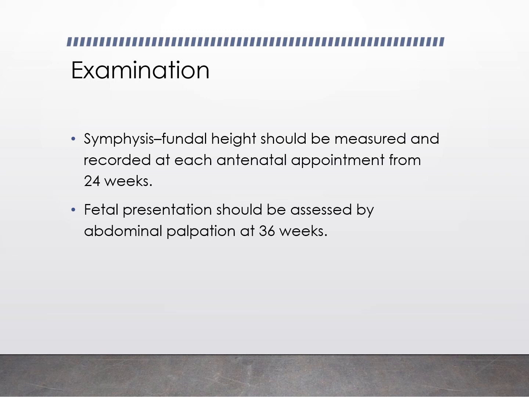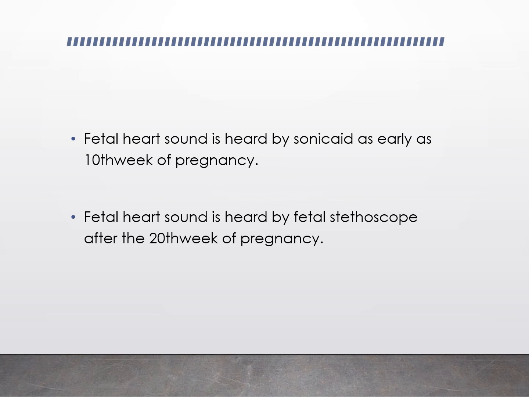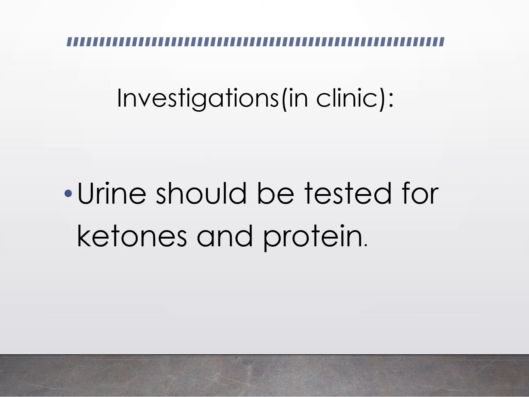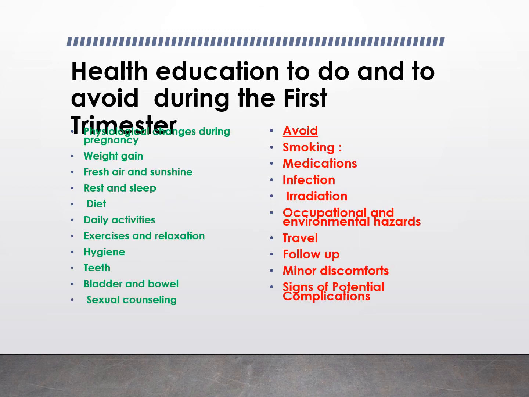Symphysis to fundal height should be measured and recorded at each antenatal appointment from 24 weeks. Fetal presentation should be assessed by abdominal palpation at 36 weeks. Fetal heart should be noticed and followed. Fetal heart sound is heard by sonic aid as early as the 10th week of pregnancy, and by fetal stethoscope after the 20th week. What about the investigation? Of course, there are a lot of investigations, starting with hemoglobin, general urine, blood grouping, Rh. Urine should be tested for ketone and protein. This is very important during pregnancy.